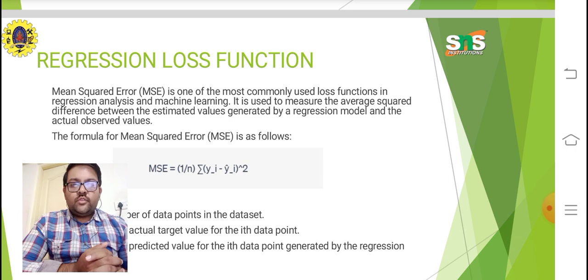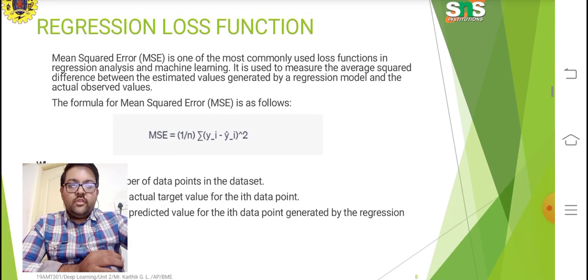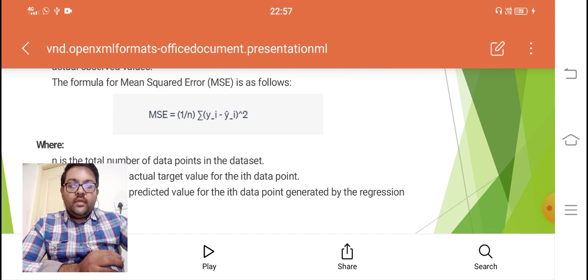Mean squared error is one of the most commonly used loss functions in regression analysis and machine learning. It's used to measure the average squared difference between the estimated values generated by a regression model and the actual observed values. The formula for mean squared error is given. So it's a mean squared error, right?